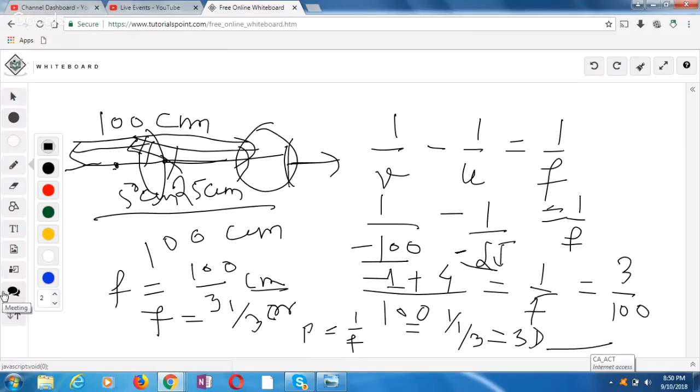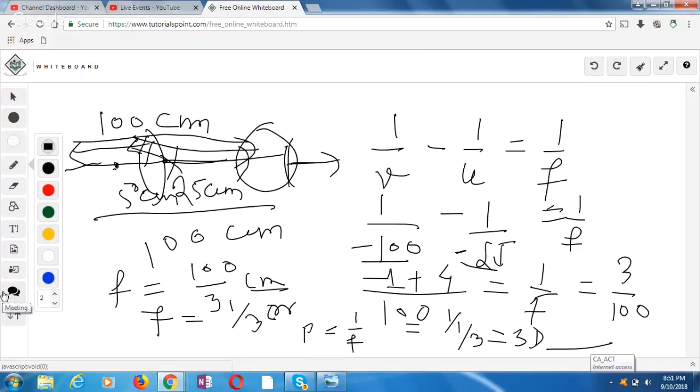Any other doubt? The objective is that for a normal eye it is 25 centimeters, and for the defective eye it is 100 centimeters. Whatever is kept at 25 centimeters has to go to 100 centimeters now. If it goes to 100 centimeters, my eye would be able to see it clearly, and it would be able to form the image at the retina. That is why I am taking u as 25 centimeters and v as 100 centimeters.